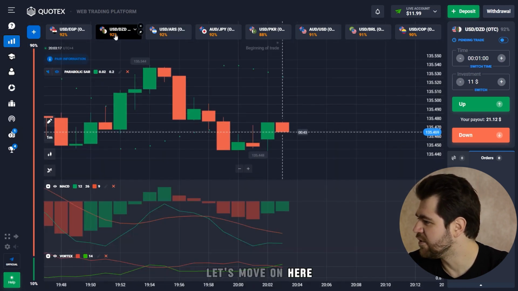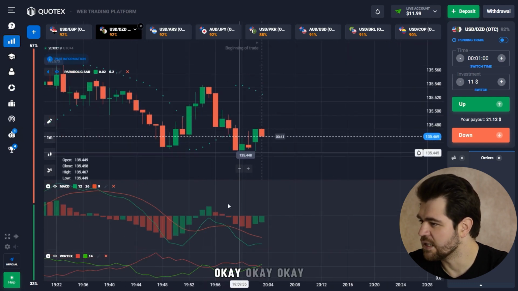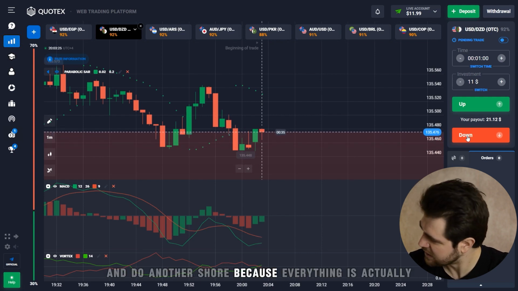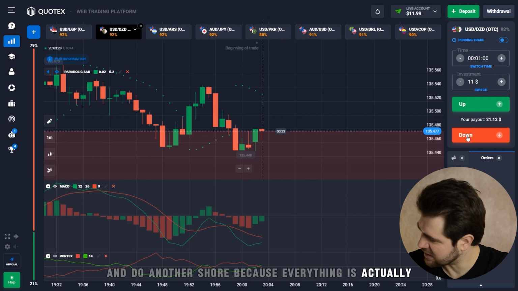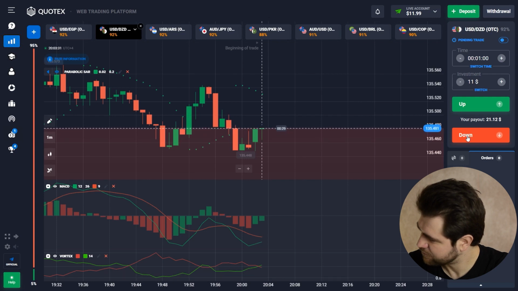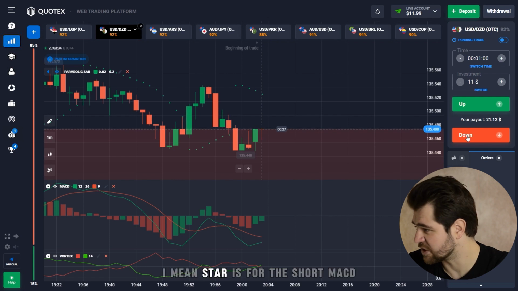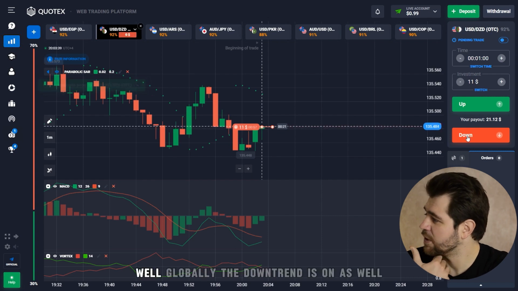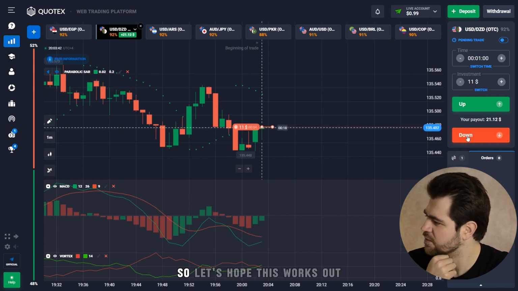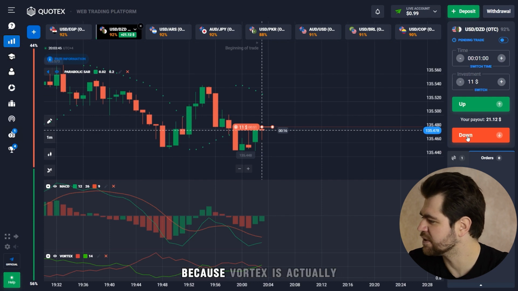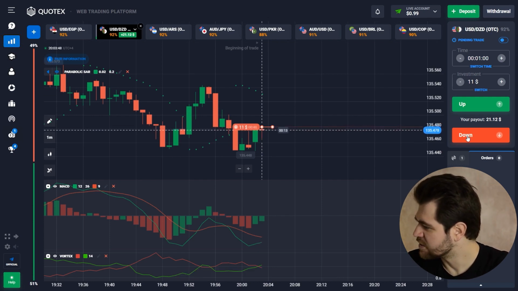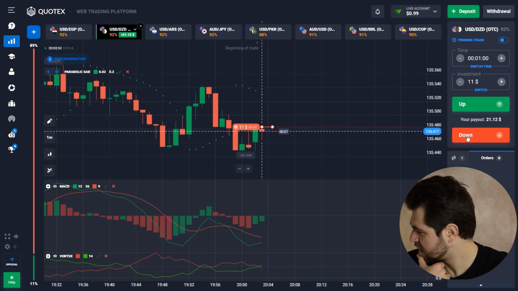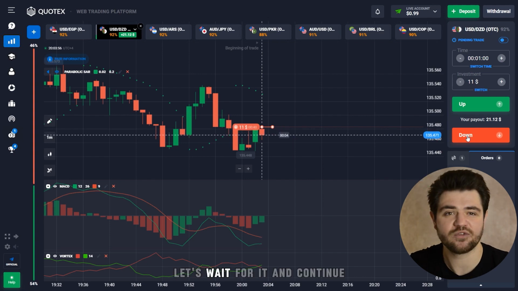Let's move on here. Okay. We're gonna go ahead and do another short, because everything is actually good for the short. I mean, SAR is for the short, MACD maybe for a pullback. Well, globally the downtrend is on as well, so let's hope this works out, because Vortex is switching some positions there, but we'll see in a second. Let's wait for it and continue.